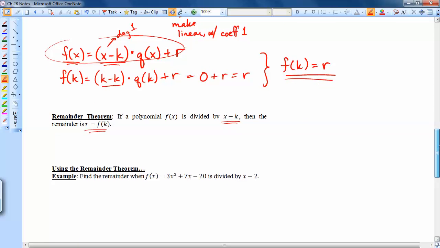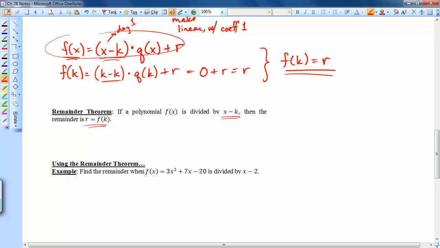So find the remainder when f of x equals 3x squared plus 7x minus 20, and it's divided by x minus 2. Now, you could work this out using long division, or later on you'll see a video on synthetic division. But in this case, you don't need to do a whole lot. You know that this is my x minus k. And my theorem says if a polynomial is divided by x minus k, then the remainder is f of k. So in this case, k is 2. If all I want is the remainder, I'm just going to figure out what f of 2 is.